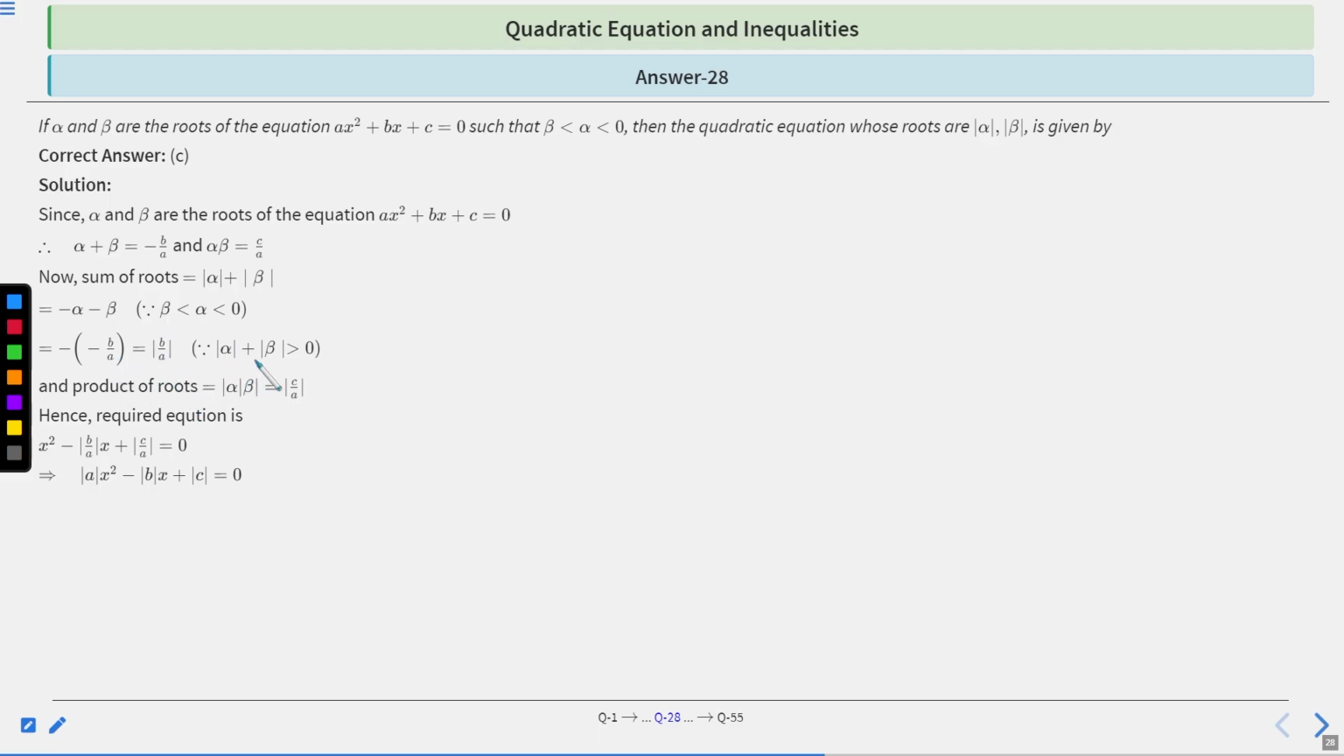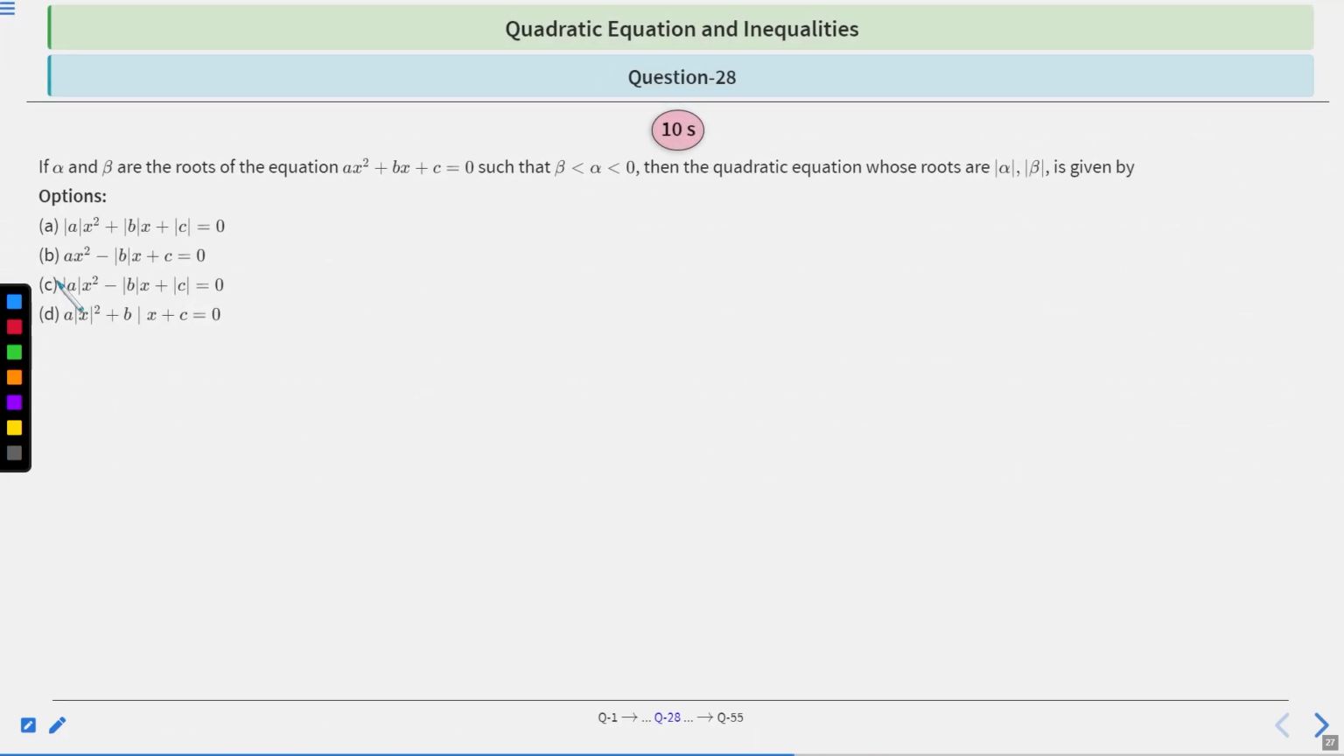Since we know that mod alpha plus mod beta is greater than 0, and the product of roots is mod alpha into mod beta, which is mod c by a, hence the required equation is x square minus mod b by a x plus mod c by a. So the equation is mod a x square minus mod b x plus mod c equal to 0. So I think option C is the right choice.